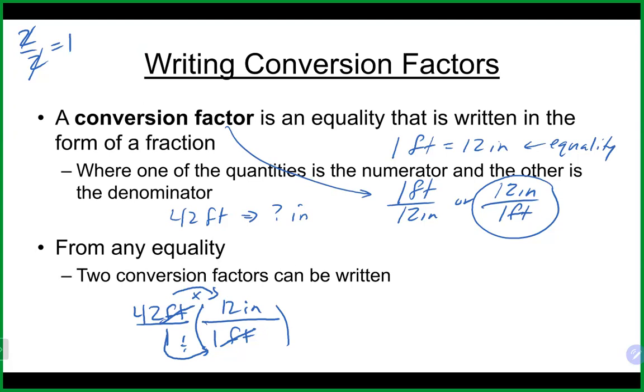So we're going to take 42 times 12, and that's going to give us like 504. We're going to divide it by 1, which will still give us 504. Inches are the only units that are left. So this is the way that you should set it up: all your work, showing the units, showing the conversion factors, showing everybody canceling. We do have to look at significant figures here.